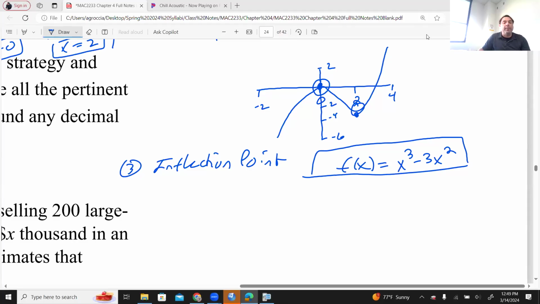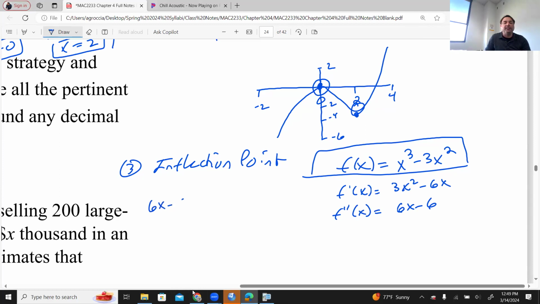So for the inflection point, remember we're going to take the second derivative. So the first derivative is 3x squared minus 6x. The second derivative is what we use for the inflection point, which will end up being 6x minus 6. We set the second derivative equal to 0, add 6, add 6. Hopefully we didn't have any algebra issues here. 6x equals 6, divided by 6, divided by 6. X equals 1.